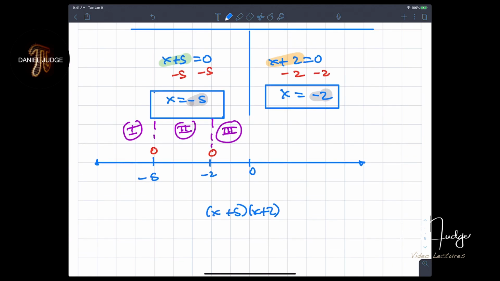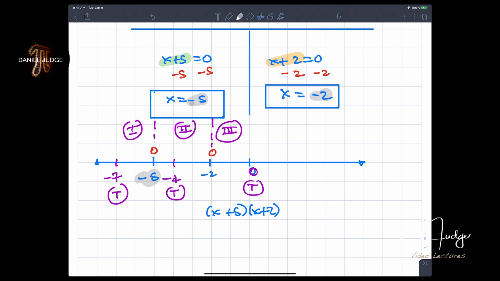We need test points. We need points clearly in the region. So we're going to use here now -7 as a test point. I'm going to use also -4 as a test point, and 0 is available again. I love it when 0 is available. So notice my test points. Here's the values that define the partition, -5 and -2. And I guess put in red, test point, test point, test point.